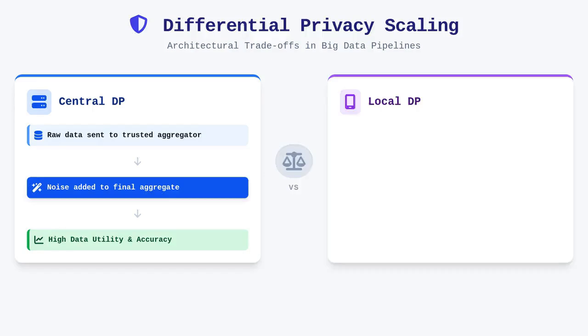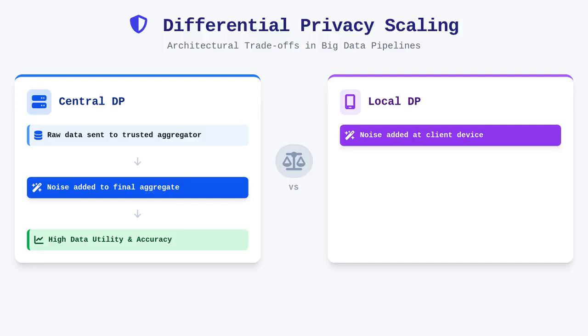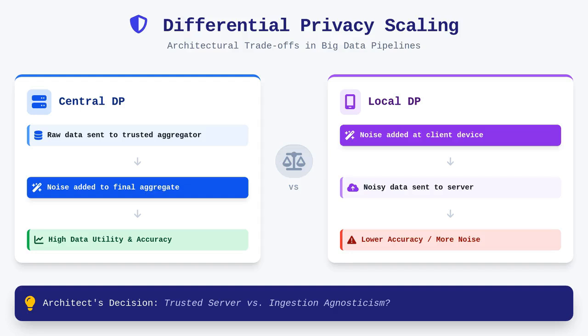Local differential privacy shifts the burden to the client device, where noise is added to the data before it ever reaches your server. While this ensures that no raw data is ever exposed to the central system, it requires a significant amount of noise to reach statistical significance, which can degrade the accuracy of aggregate insights. Architects must decide if their infrastructure supports the existence of a trusted central server or if the environment mandates that the system remains agnostic of raw data types at the point of ingestion.